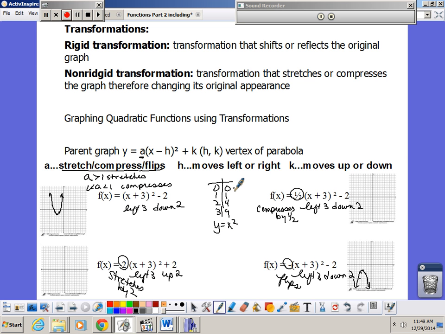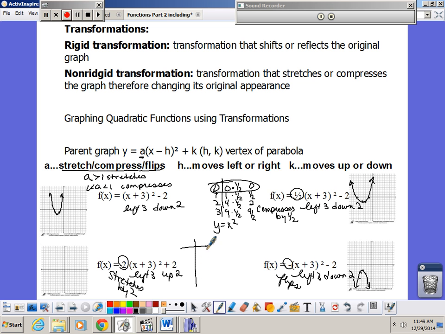And if I take a half to it, I have to multiply each of these y values by a half. So 0, a half, 2, 9 halves. So I go left 3 and down 2, and from there, 0, 0, then I do 1 to the right and up a half, 1 to the left up a half, 2 to the right from the vertex and up 2, and as you can see, it's getting fatter.